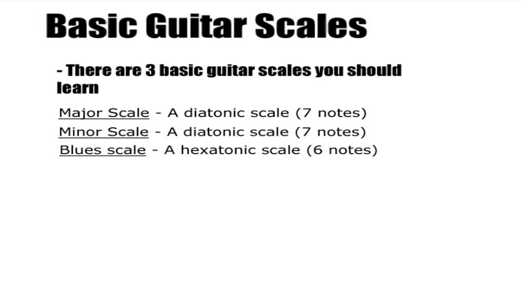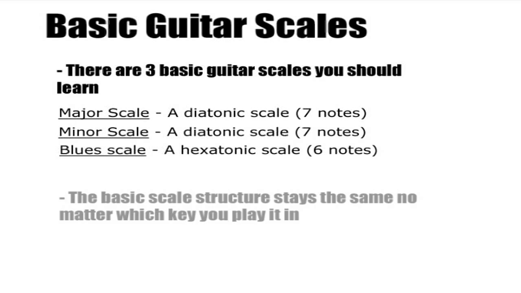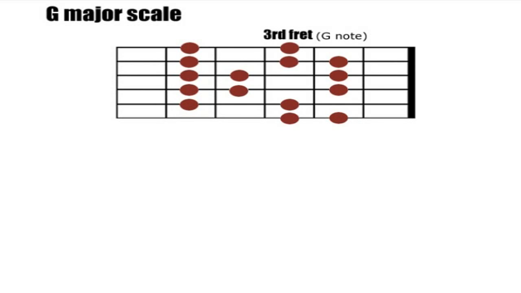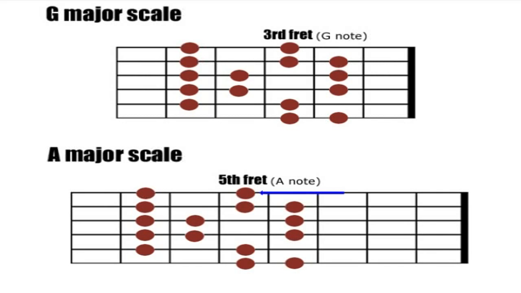There are many different places on the neck of the guitar that you can play these scales. We're going to be looking at the basic scale structure, and this structure doesn't change no matter what key you play it in. Okay, so in this lesson we're going to have a look at the G major scale. The G major scale starts on the 3rd fret, which is a G note. If you wanted to change the key that the scale is in, then you simply change the fret that the scale starts at. So for example, if you wanted to play an A major scale, then you'd play the scale at the 5th fret.